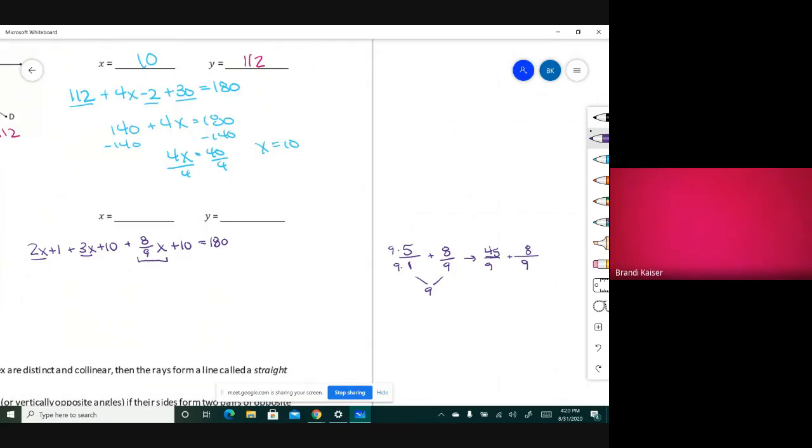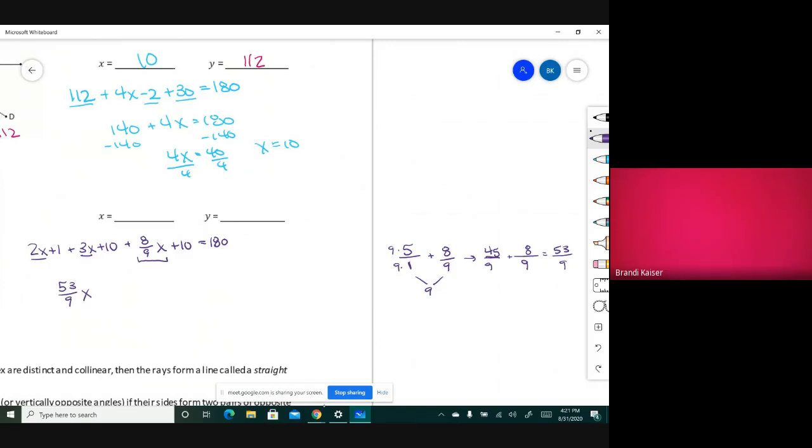So 45 over 9 plus 8 over 9, add the top numbers only. 45 plus 8, that should give me 53. And I'm going to leave that as 53 over 9 in my problem. So that's going to go next to the x. 53 over 9 right by x.